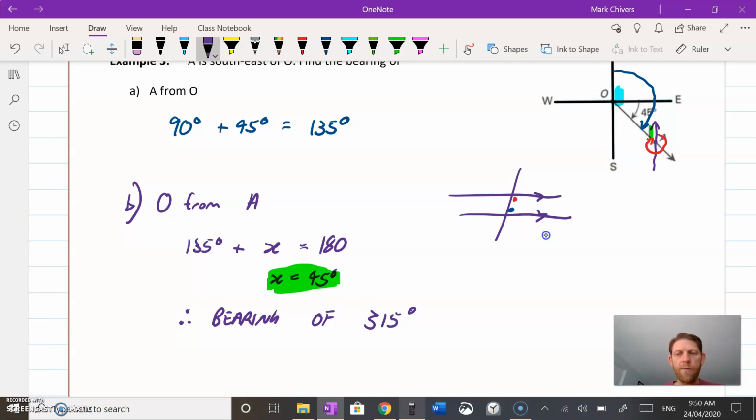Okay, so just understand, whenever you're asked to find a bearing from a spot that currently doesn't have a north line on it, you can draw one on, and usually then you'll either use alternate or co-interior angles, usually co-interior angles, to work out what the bearing is.